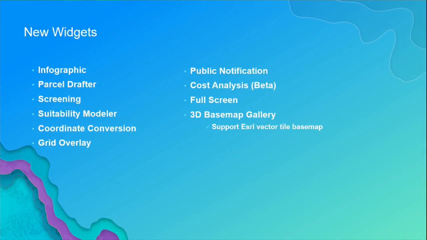New widgets, of course, we all care about the new functionality in Web AppBuilder. From last March to this March, we added infographic, parcel drafter, screening, suitability modeler from GeoPlanner, coordinate conversion, grid overlay for search and rescue purposes, public notification, cost analysis, and the 3D basemap gallery and full screen for 2D and 3D. I will go through each of them quickly. Some of them I will show in a demo as well.